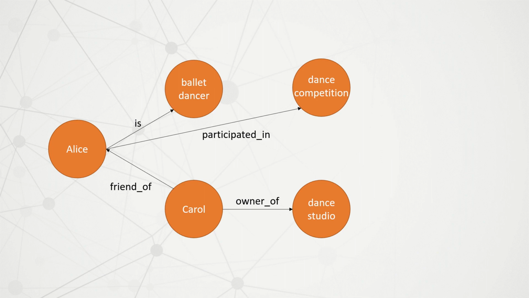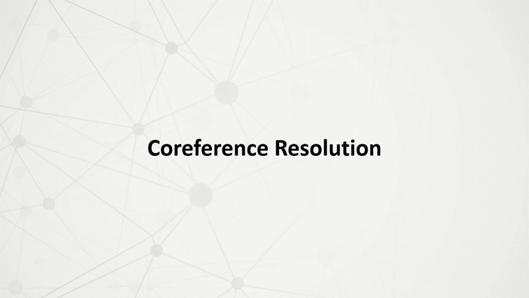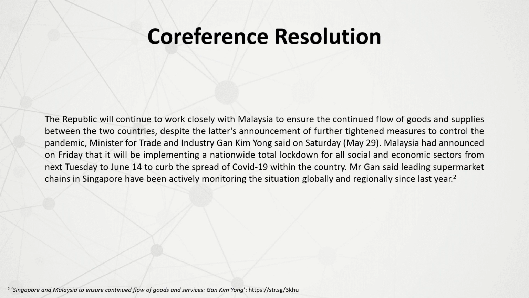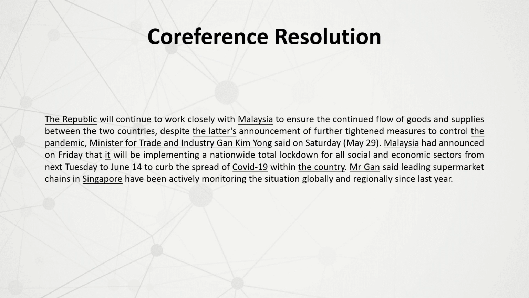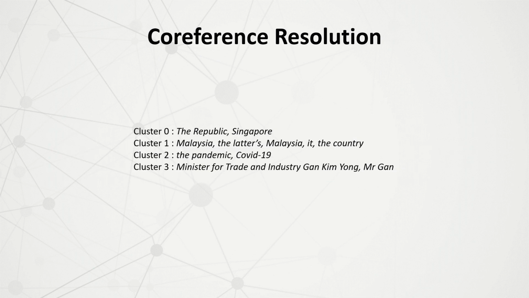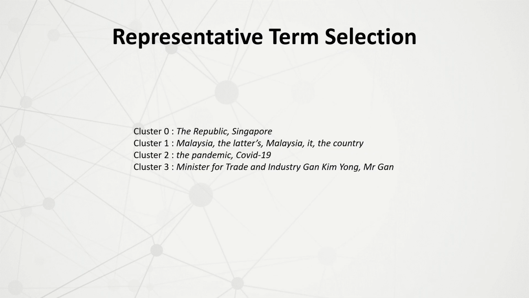In order for that to happen, we must first identify all co-referential terms. This task is known as co-reference resolution. Using an open source co-reference resolution tool, we first identify the co-referential mentions, then group them into co-referential clusters. So from this excerpt, 4 clusters were constructed. The next task on hand is to select one term from each cluster that sufficiently represents the entire cluster.